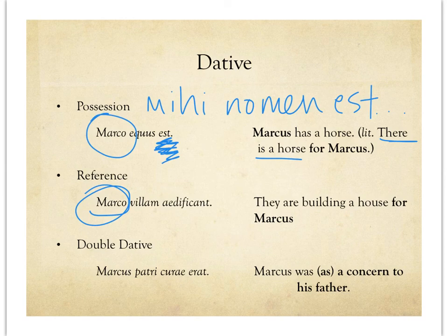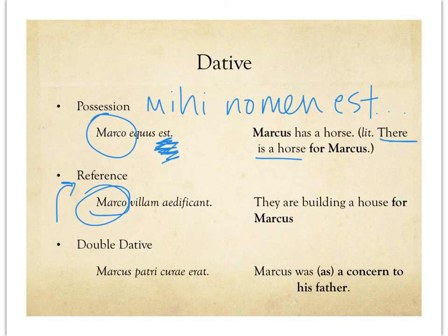This would be a dative of advantage. They are building the house for Marcus to his advantage. Sometimes things are done to somebody's disadvantage, also in the dative. And finally, the thing that is maybe trickiest is this construction called the double dative, where you have two datives. One is a dative of reference. Another is what's called a dative of purpose.